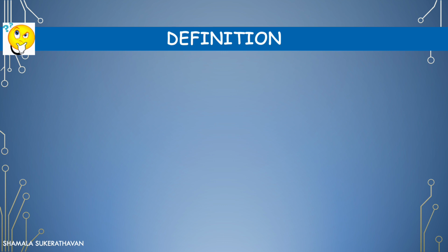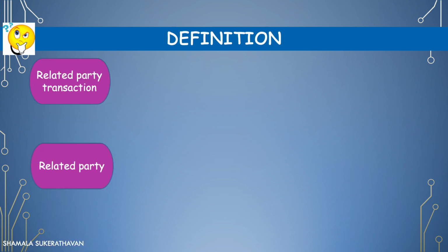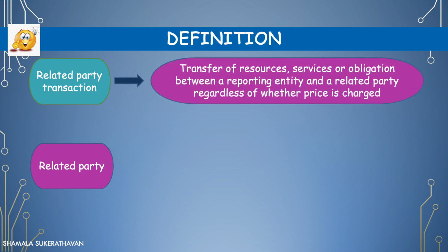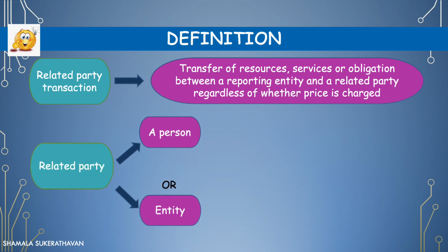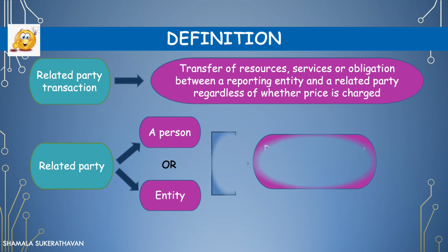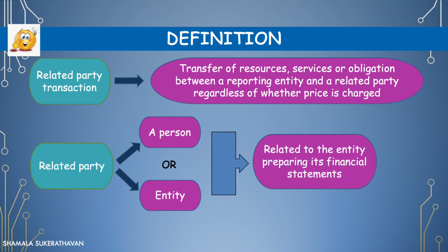Question: what are related party transactions and who are related parties? According to IAS 24, a related party transaction is a transfer of resources, services, or obligations between a reporting entity and a related party, regardless of whether a price is charged. A related party is a person or an entity that is related to the reporting entity. A reporting entity is the entity that is preparing the financial statements.